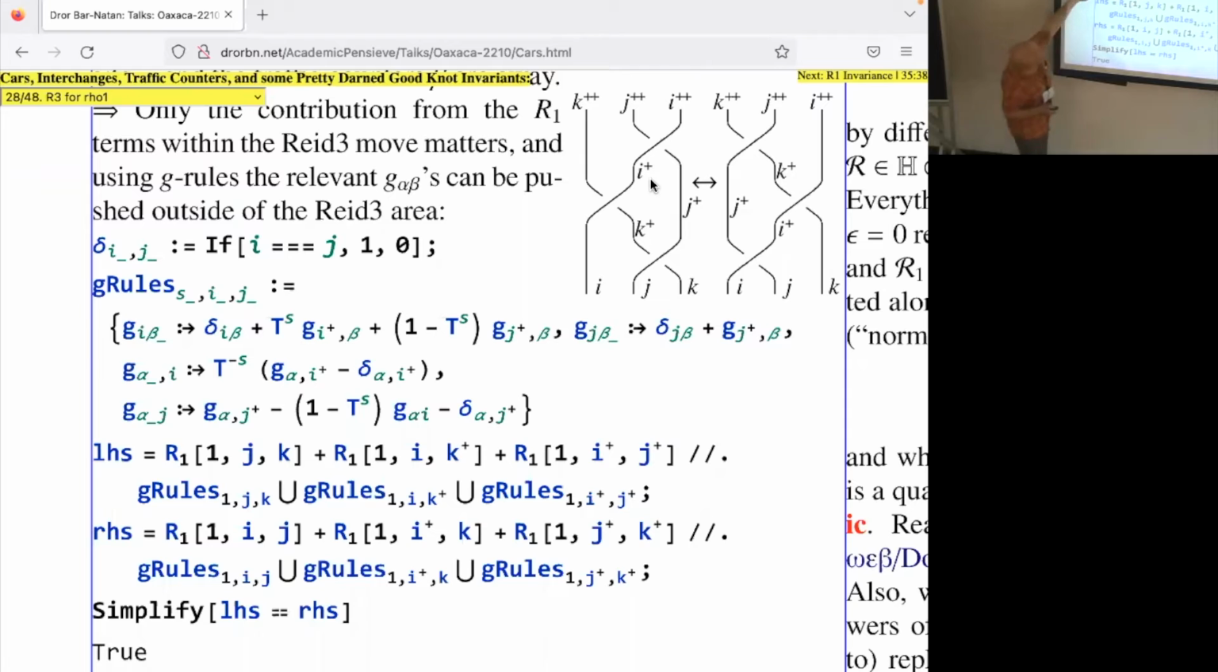So here are the G rules implemented as computer code. I apply to the left-hand side the G rules that apply to the left-hand side. I apply to the right-hand side the G rules that apply to the right-hand side. I punch, simplify, left-hand side is equal to right-hand side into the computer, and the computer says that it's true. So we have invariance under Reidemeister 3. You could have done it by hand, but the reason I'm delegating it to a computer is to emphasize that it's completely mechanical. It's really brainless. Okay.